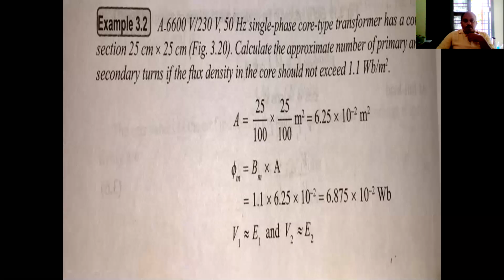So this is the second problem. A 6600 volts by 230 volts, 50 Hz single phase core type transformer has a core section. Core section means cross-sectional area. In this manner, this is the core cross section, 25 into 25.